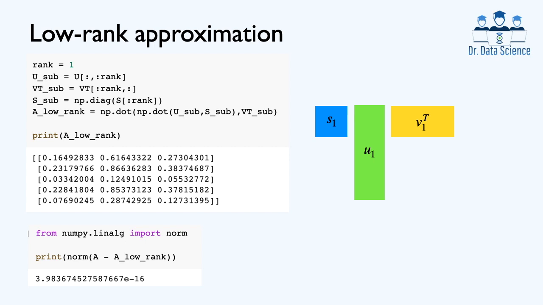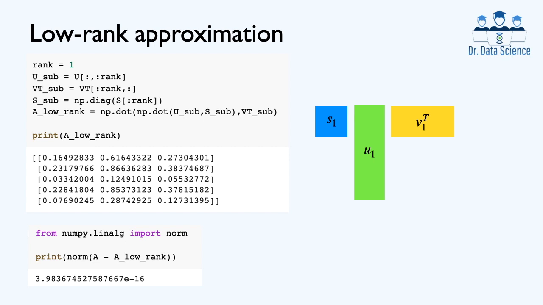And we can again find the difference between the original matrix A and A low rank. And we can see this is on the order of 10 to the power of negative 16, which is almost 0. So this means that we have a perfect reconstruction of matrix A using this very simple formula: one singular value, one column vector times one row vector.